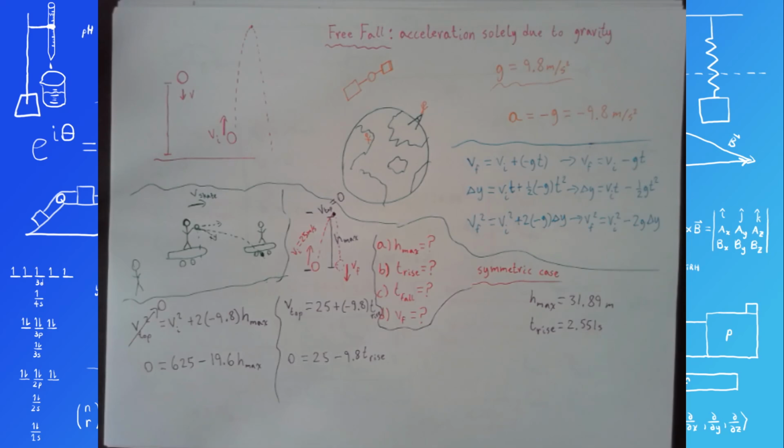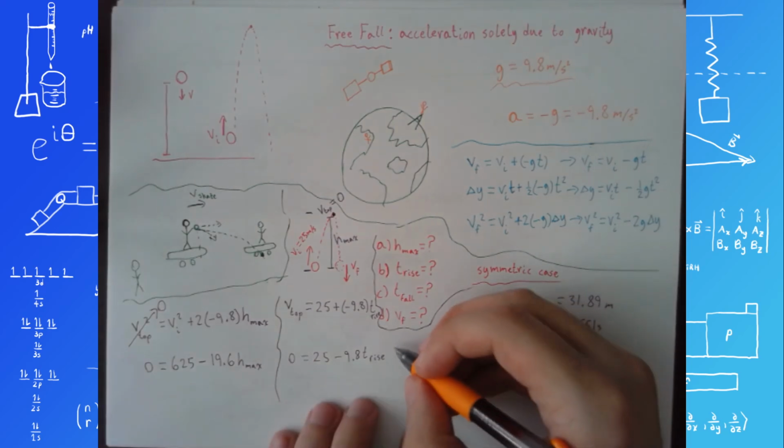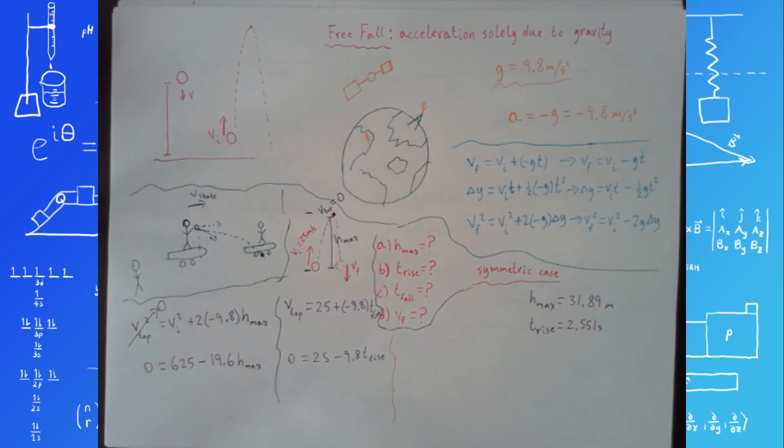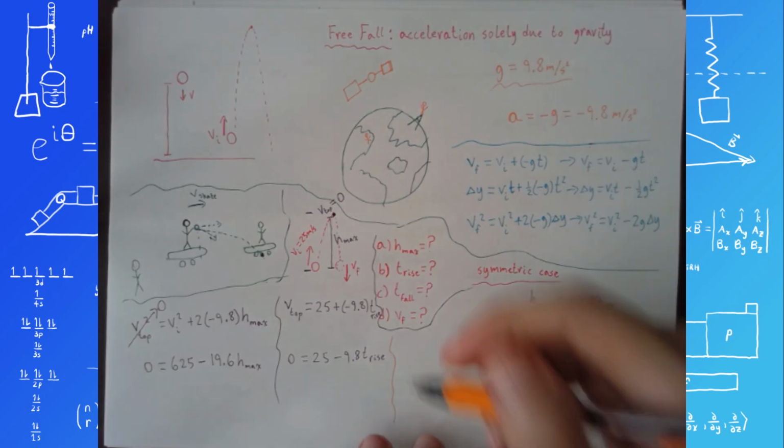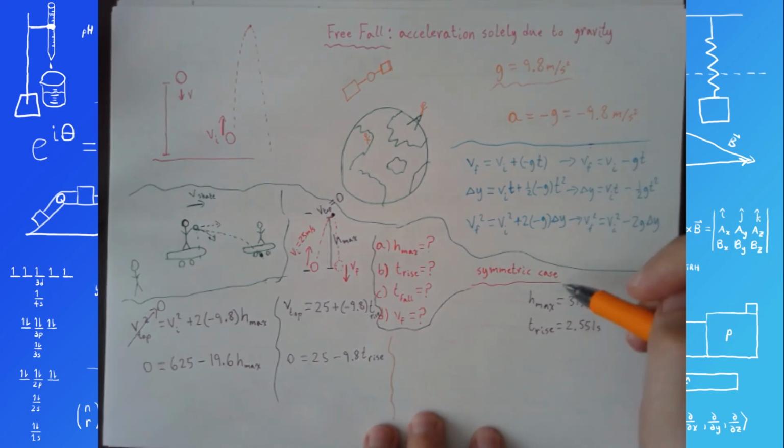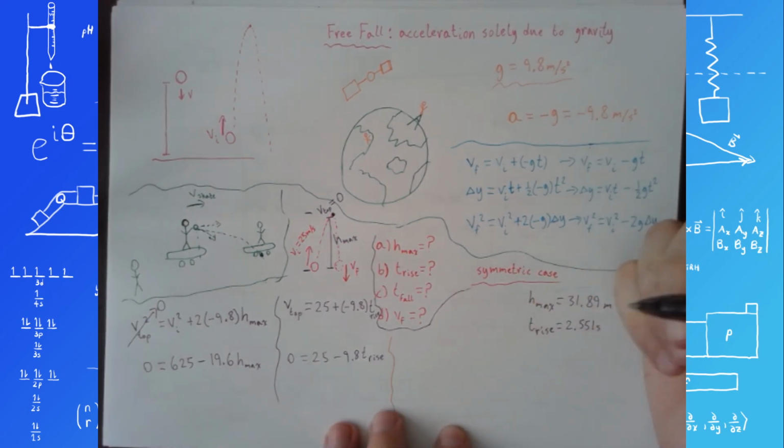Okay, now we need to calculate the time it takes to fall. And I mentioned earlier that it should turn out to be equal to the amount of time it takes to rise. I should expect 2.551. Maybe it'll be slightly off because of rounding. But otherwise it should be the same value. And we can prove this generally. We can prove that this is generally true for symmetric cases anyway.